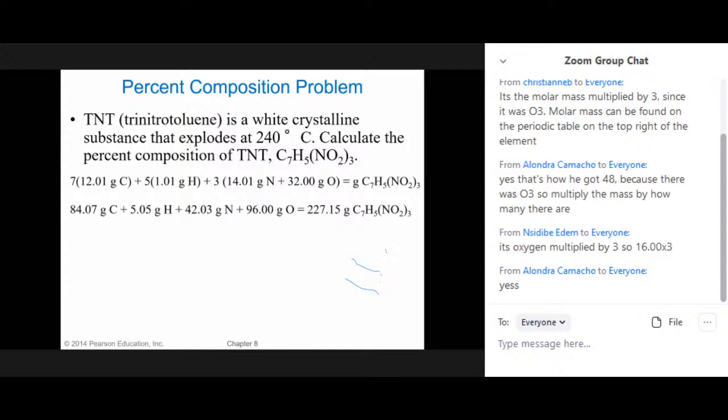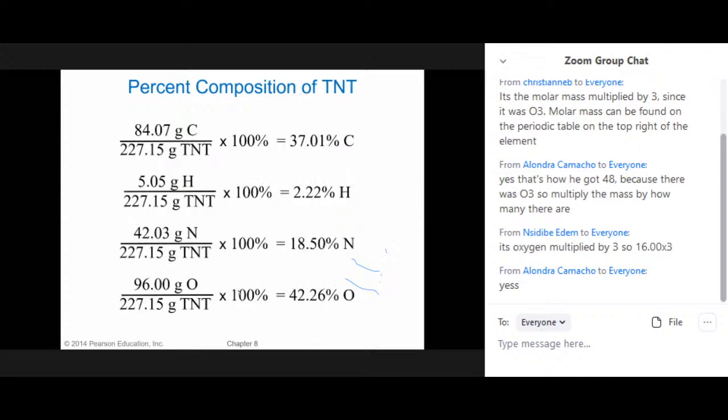Now, if you want to know the percent hydrogen, percent carbon, percent nitrogen, so the whole is what? 227.15 grams. So we express the amount of carbon, the amount of hydrogen, the amount of nitrogen, the amount of oxygen over that number to find each of them. You see? So, very, very important. Now, this is what they're doing right here.